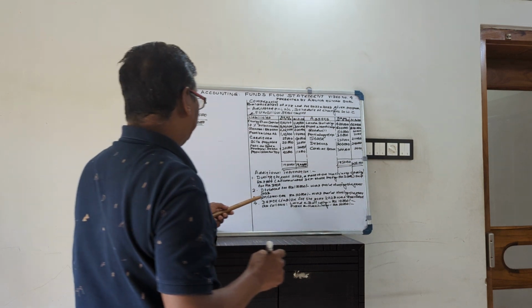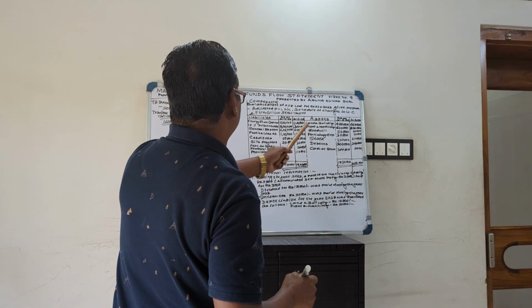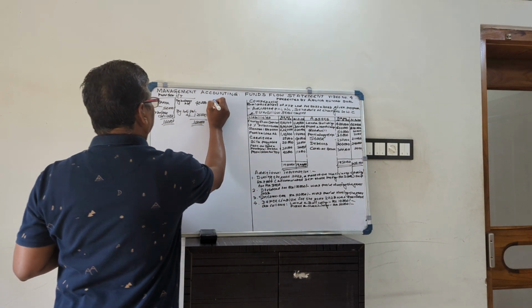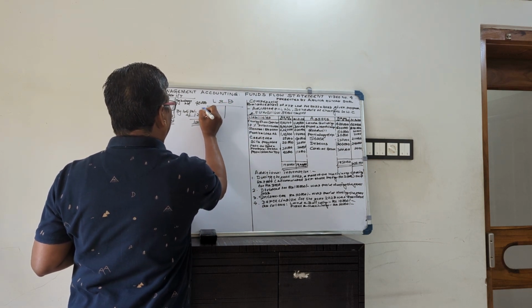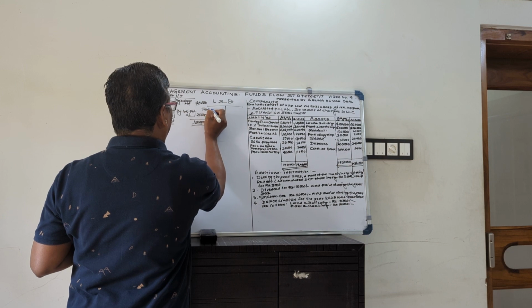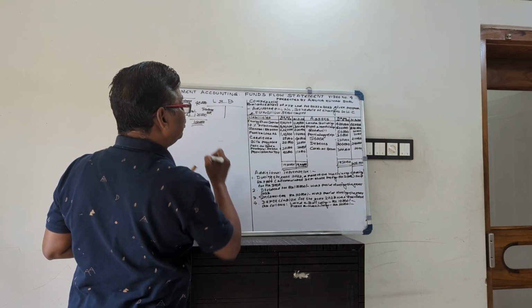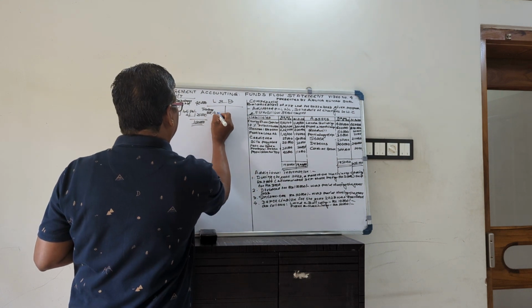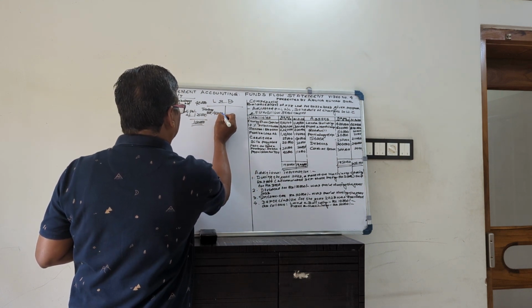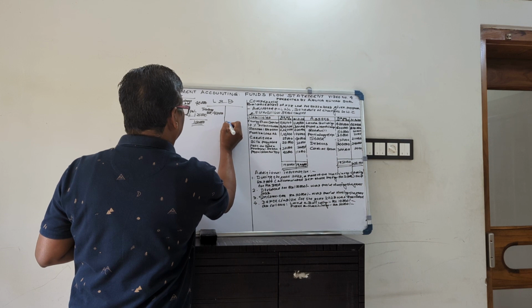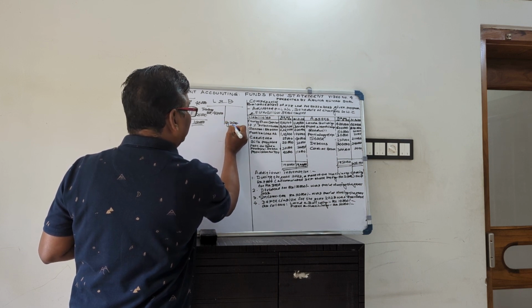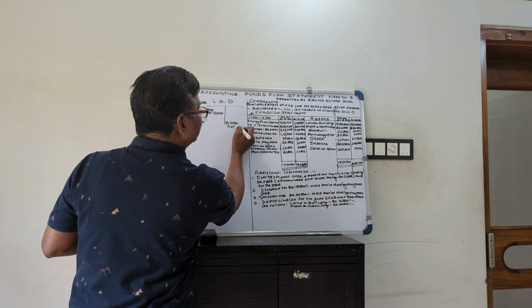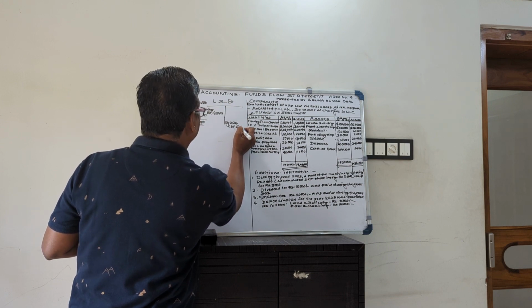Then we will prepare land and building account. In land and building account, it is an asset, so on the debit side we will write to balance brought down. The amount is 4,20,000, and closing is by balance carried down, that is 6,60,000.